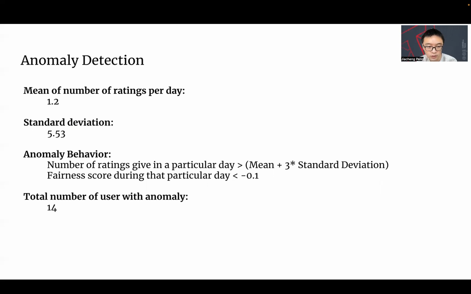And also, meanwhile, if the fairness score of that person during that particular day is less than -0.1, we define that user as having anomaly behavior. Based on our metric, the total number of users in the data set which have anomaly behavior is 14.